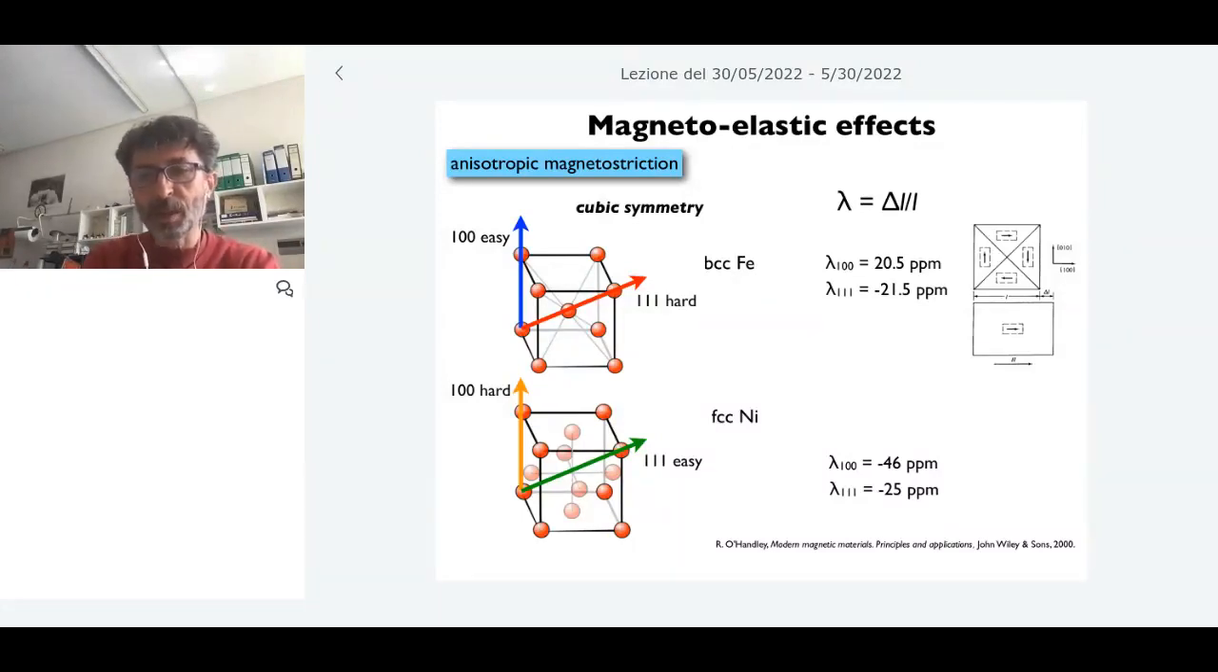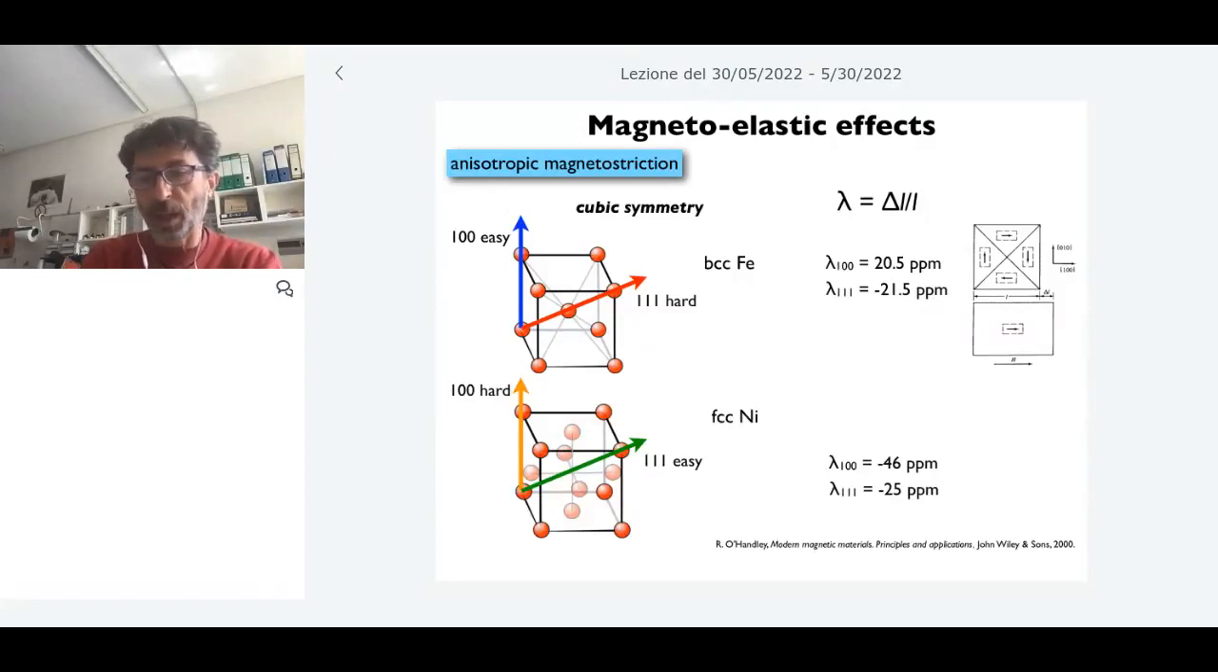How do we define this magnetostriction effect? We take the deformation and divide by some length. So the typical magnetostriction coefficients are these lambda coefficients. They're generally measured as parts per million. And how much is this magnetostriction, or if it is positive or negative, it depends on many things.